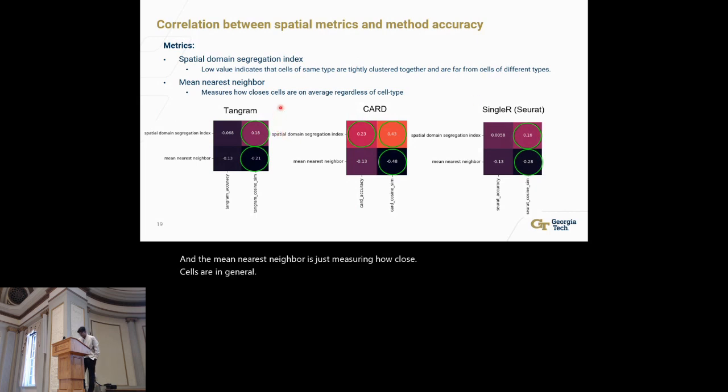So coming to the correlation plots, we can see the one circled in neon are the statistically significant values. And we see that tangram and single R are not really affected by changes in data sets. But CARD here has a high correlation for spatial domain segregation index, which may suggest that CARD tends to prefer data sets that are pretty spread out according to the cell types.